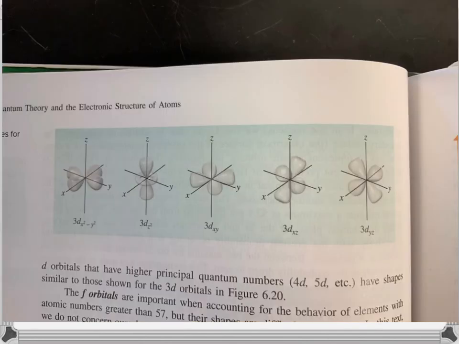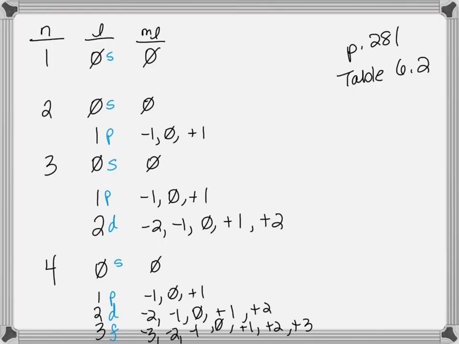Here's a d orbital slide. How many possibilities are shown there? There's 5 of them. That means when you have a d orbital, you have 5 possible values for the ML.